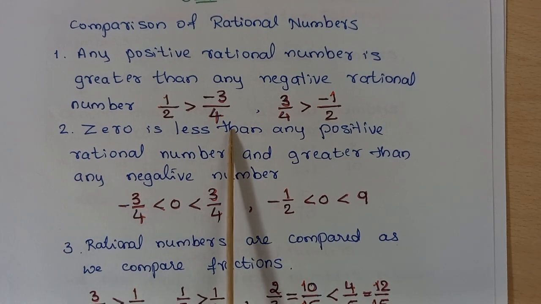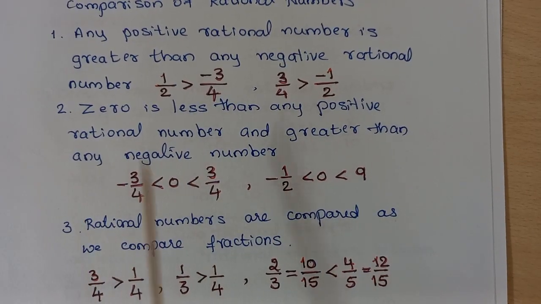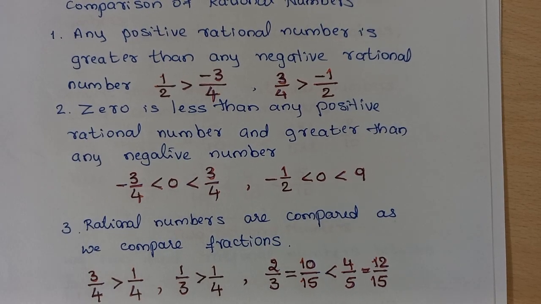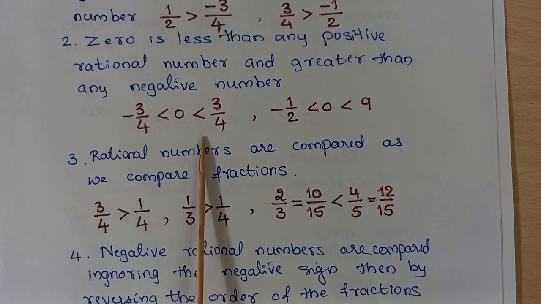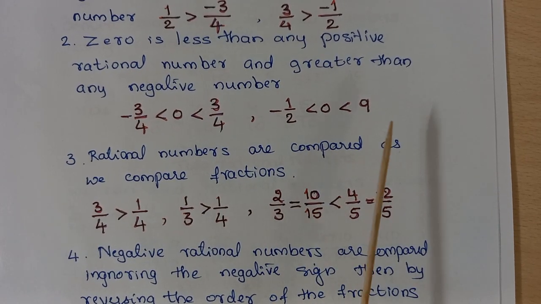0 is less than any positive rational number and greater than any negative number. We have seen this in the number line. Minus 3 by 4 is less than 0 is less than 3 by 4. And minus 1 by 2 is less than 0 is less than 9.